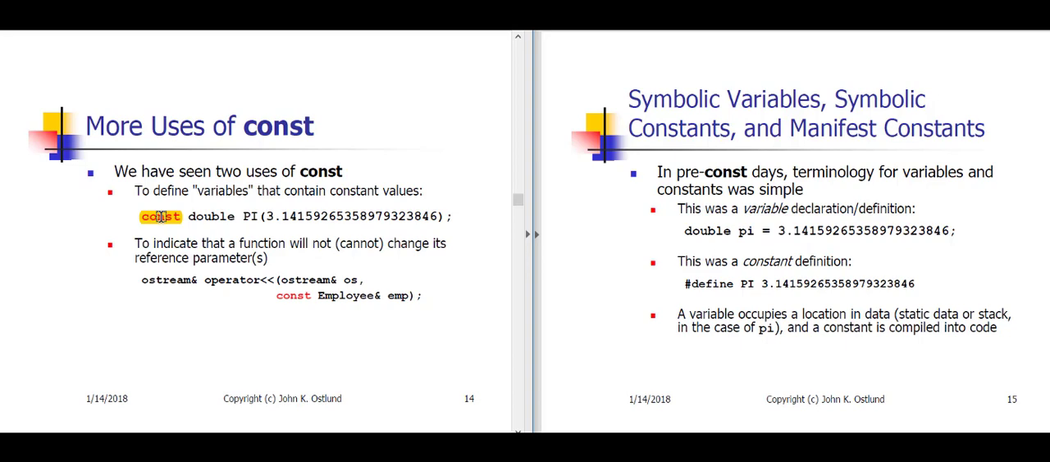The second thing that we've used const for is with respect to references or pointers to things to indicate that the referred to object or the pointed to object cannot be changed. So here we have an overloading of the ostream insert operator or put to operator, which takes an ostream reference as the left argument and a reference to an employee const as the right-hand argument. And the const means that this function promises that it will not change anything about the employee that's been passed in as the second argument.